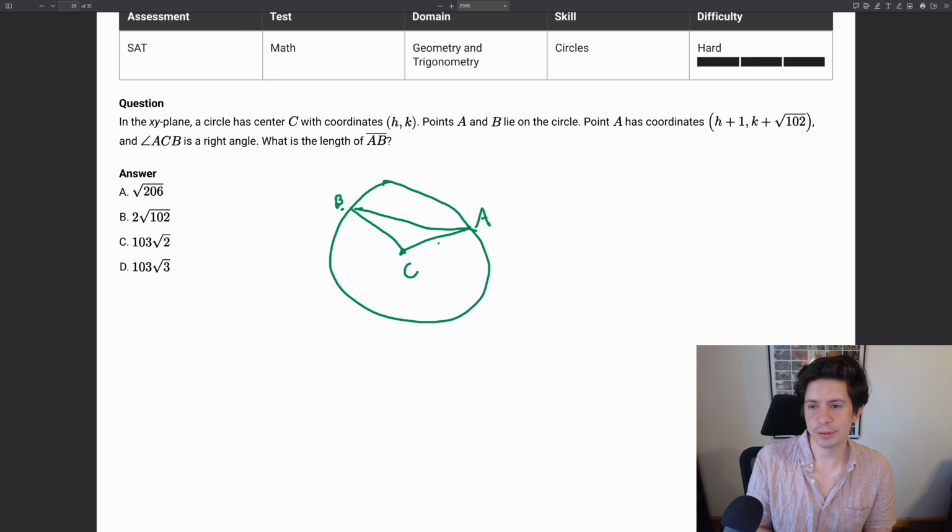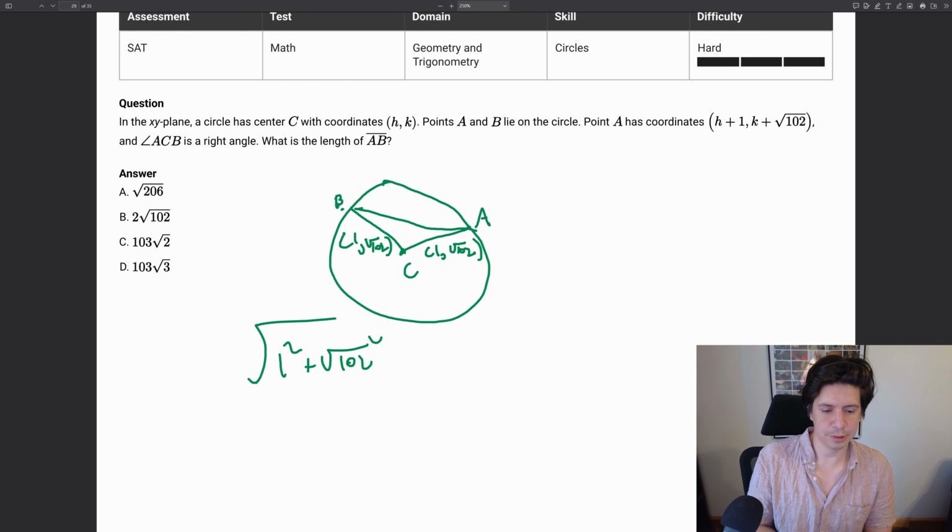So this is going to be 1 greater and root 102 greater, right? Because that's the difference here. So this is also going to be 1 and root 102. To find the distance for each of those, we do 1 squared plus root 102 squared, square rooted. So it's going to become the square root of 103, and the same, square root of 103.